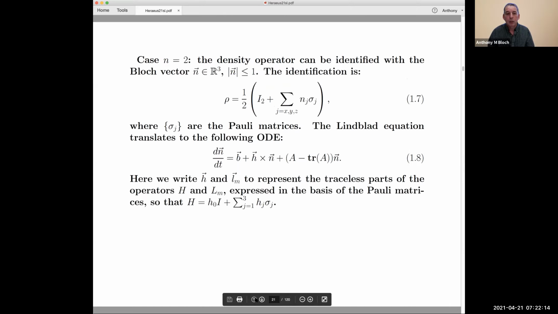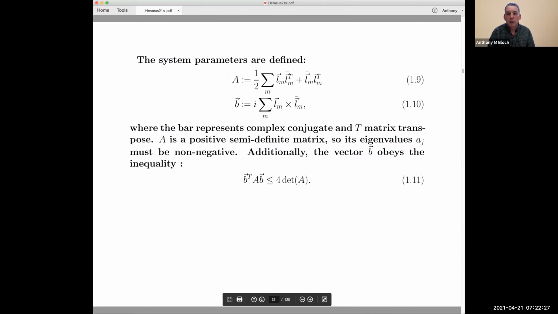So again, this is rho expressed in terms of sigma. This is the equation. And so the Hamiltonian again, H is expressed in terms of the sigma J's, and the A's and B's encapsulate the Lindblad terms. Is that okay?